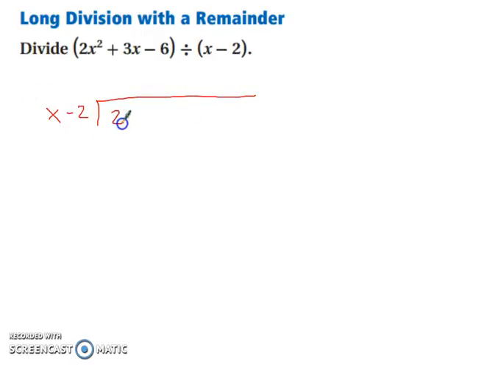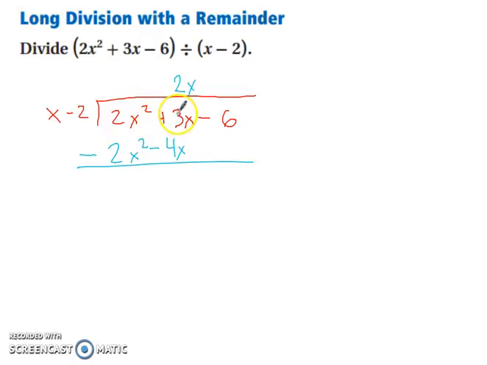Everything gets set up the same. Keeping everything in order, we don't have to worry about putting a 0 value in for anything. So, we go back to our original. What times x gives us 2x squared? 2x. So 2x times x is 2x squared. 2x times negative 2 is negative 4x. And we're subtracting. So 3 minus negative 4 is 7x, and then we bring down our next term.